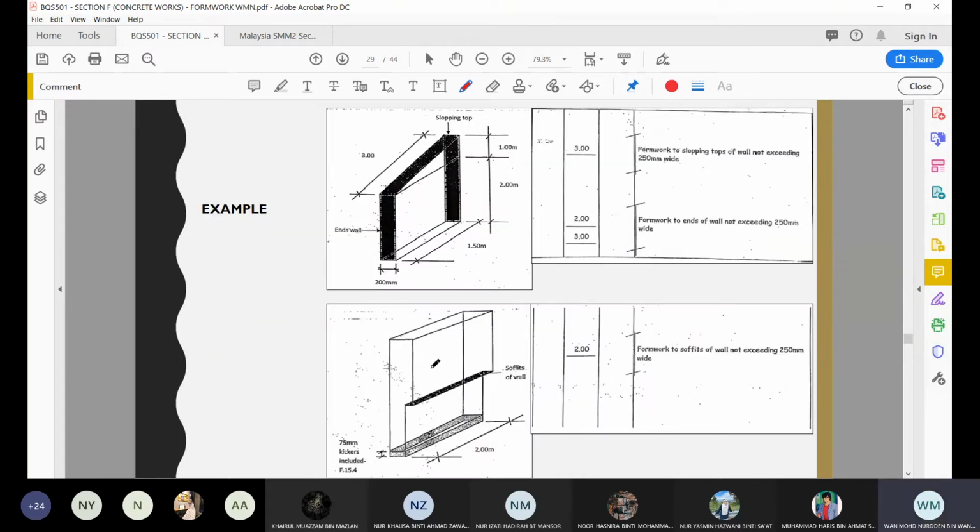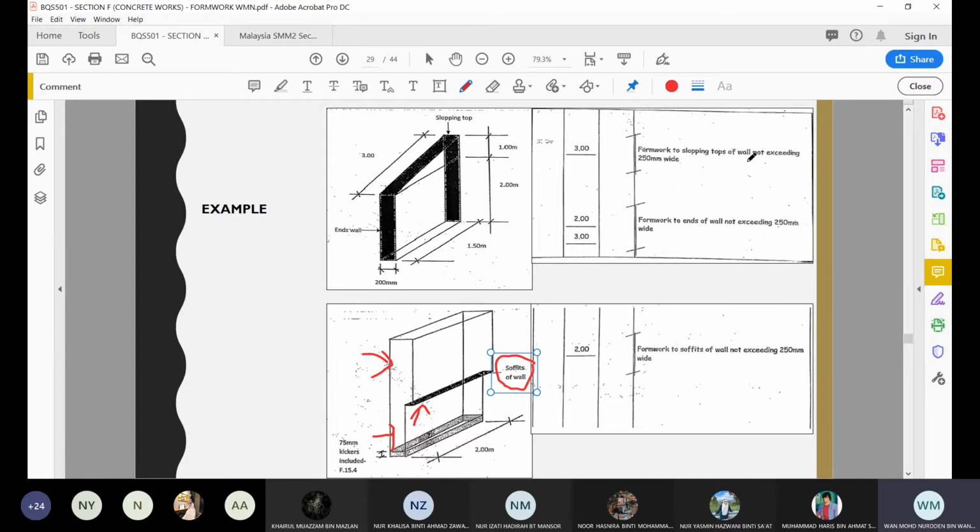Ni sama ni contoh kalau soffit of wall, kita buat wall different thickness. So kawasan bawah ni perlu kita support with the formwork lah. Okay. Thickness of this upper level of wall and the bottom level is different. The upper one is larger, so bawah tu akan ada soffit yang perlu ada formwork di soffit. Okay. So simple je. Contoh kita tengok di sini.